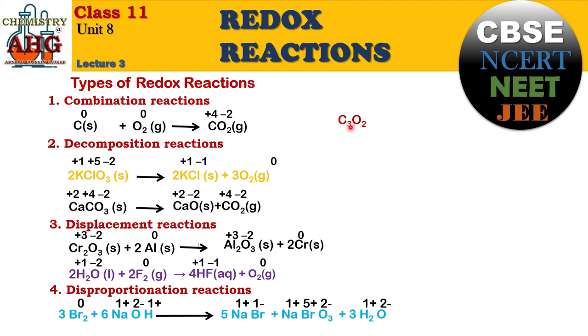So what should be the oxidation state of carbon? It must be positive, and there is 4 negative, so carbon must have +4. But we are having how many atoms of carbon? 3. What will be the oxidation number of one carbon atom? +4 divided by 3, that is +4/3. This is the oxidation state of carbon that we have found.